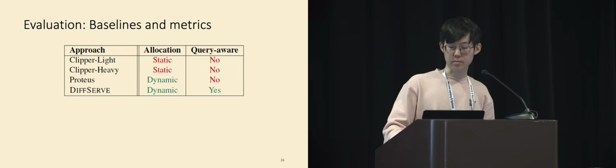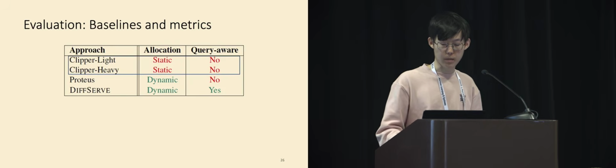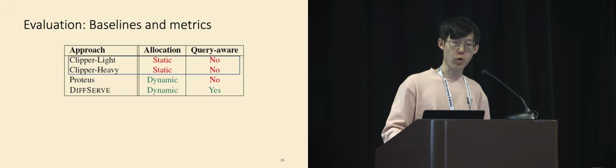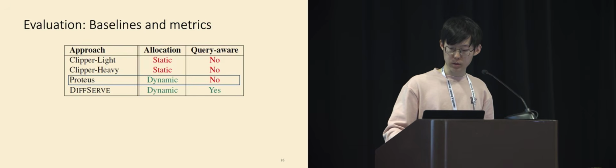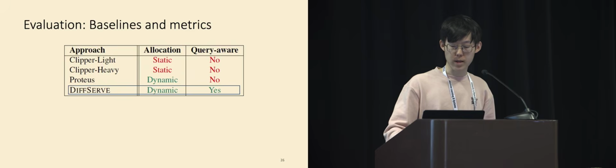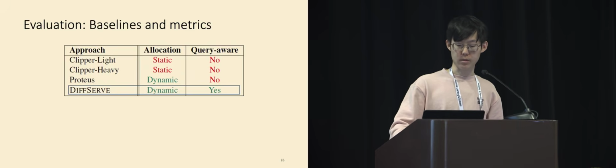The next is the baselines that DiffServe compares with, as shown in this table. The first two, Clipper Light and Clipper Heavy, use a fixed model for all queries and are not query aware. And Proteus is the state of the art. It introduced dynamic resource allocation, but it routes queries randomly to each model variant, so it's not query aware. And our method, DiffServe, combines both query awareness and dynamic allocation.